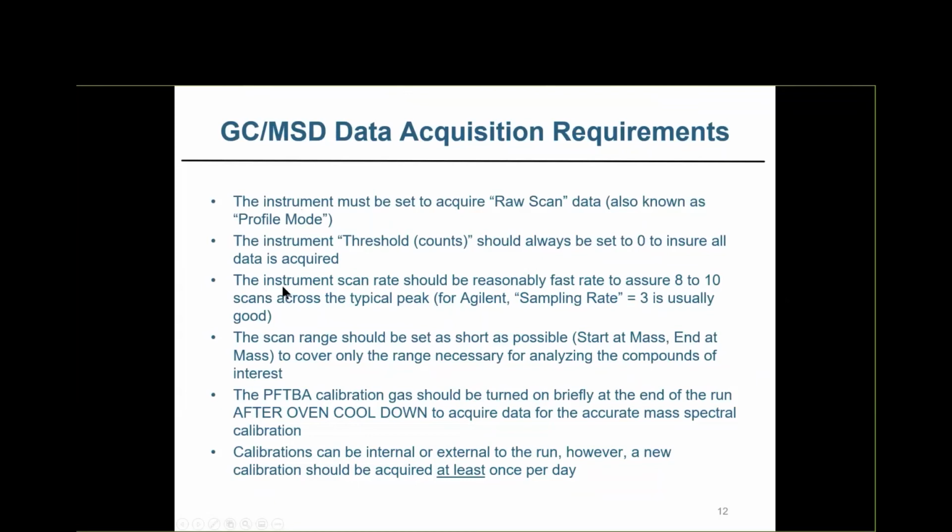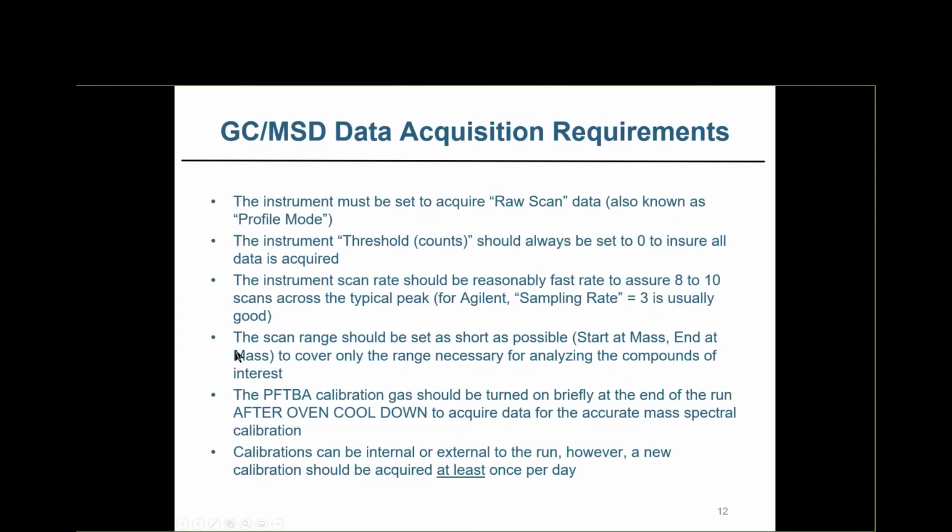You would like to set the instrument scan rate to be reasonably fast. For Agilent, we tell people that we'd like them to set the sampling rate to a factor of what they call 3 or 2. You don't want to go at the fastest rate, but those rates seem to work best for most data.